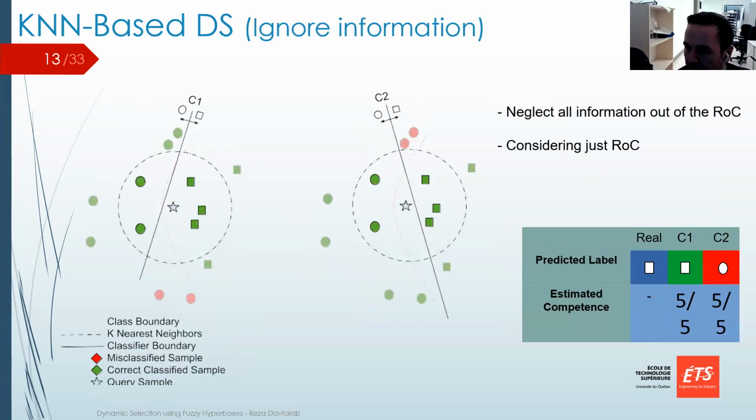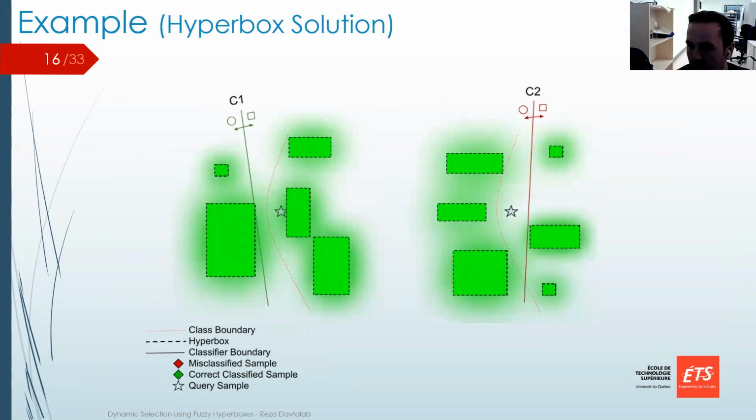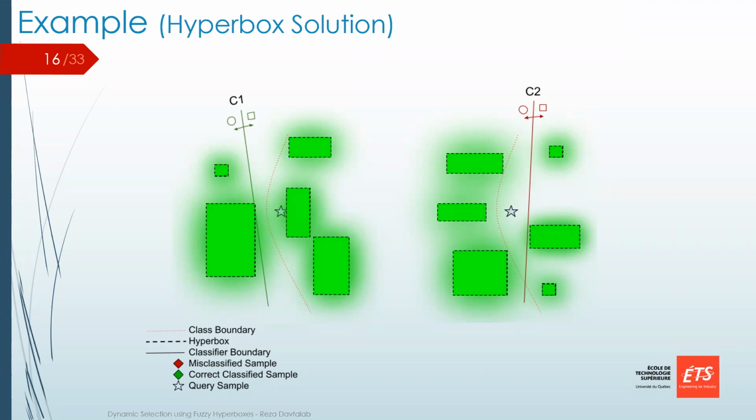But here, we just measure the distance between the query samples and the hyperboxes, and the number of hyperboxes is much lower than the number of instances. So we will have a better computational time, or less computational complexity, in this method. Okay, thank you. You're welcome. My pleasure.